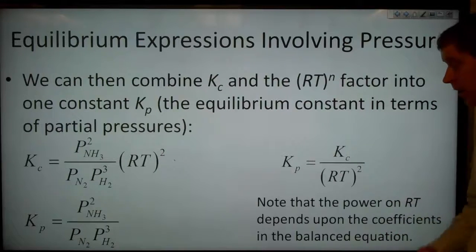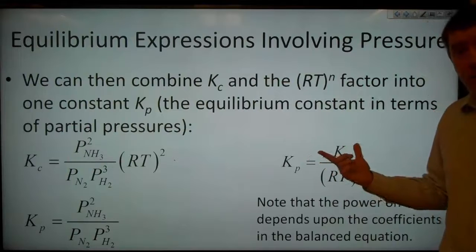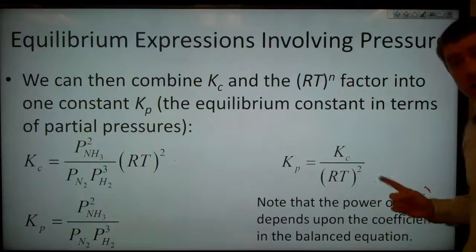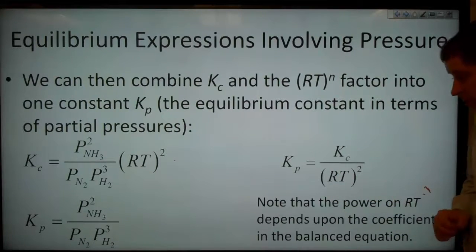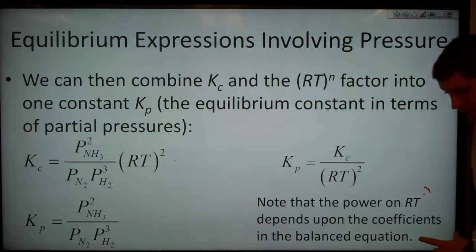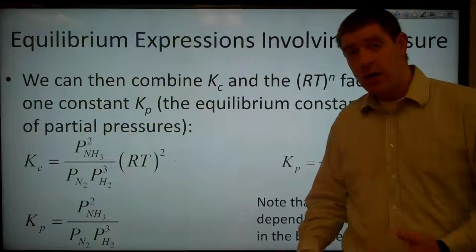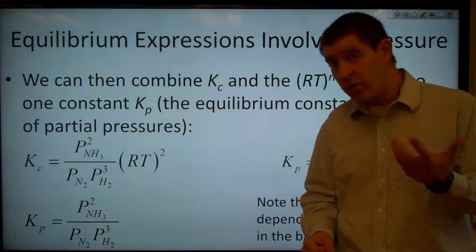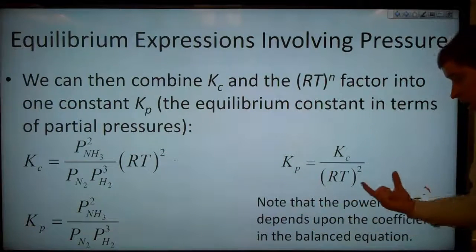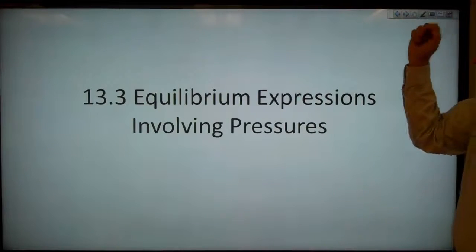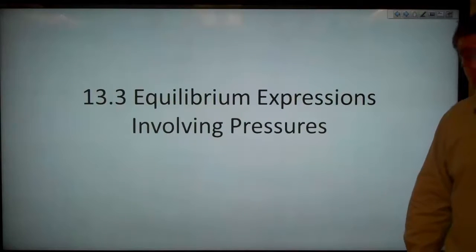For other equilibrium constants, the relationship between Kp and Kc will have this form, Kc over RT to the n, whatever n happens to be. Again, note that the power on RT depends on the coefficients that we have in the balanced equation. If the sum of the coefficients for the reactants and the sum of the coefficients for the products are the same, then the n value is 0. So that was equilibrium expressions involving pressures.